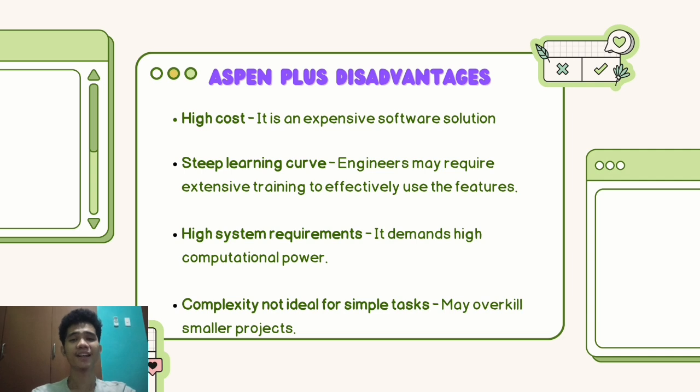Now, let's talk about Aspen Plus disadvantages. First is high cost. Its expensive licensing makes it less accessible. Next is steep learning curve. It requires significant training to use effectively. Next is high system requirements. It really needs powerful hardware to run efficiently. Next is its complexity. It's not ideal for simple tasks. It can be overkill for basic thermodynamic or process simulation.